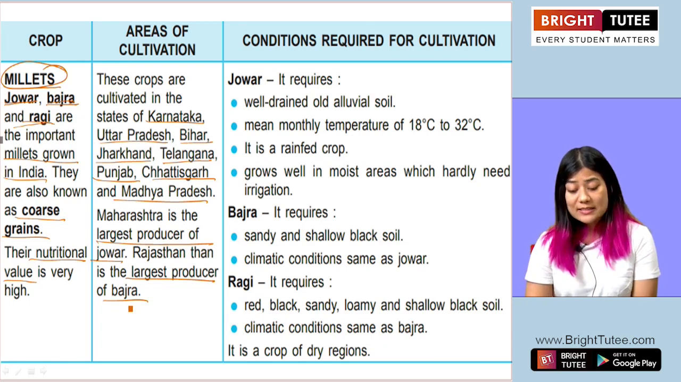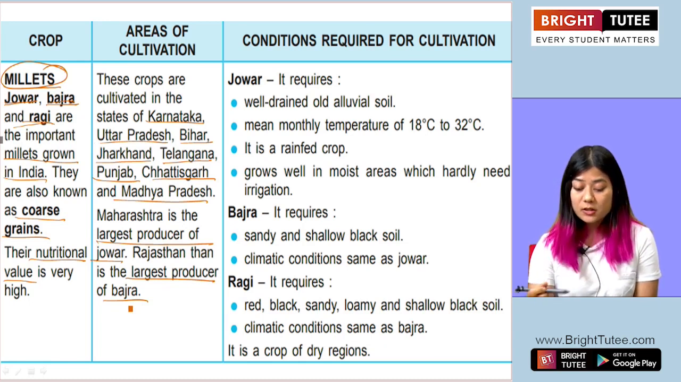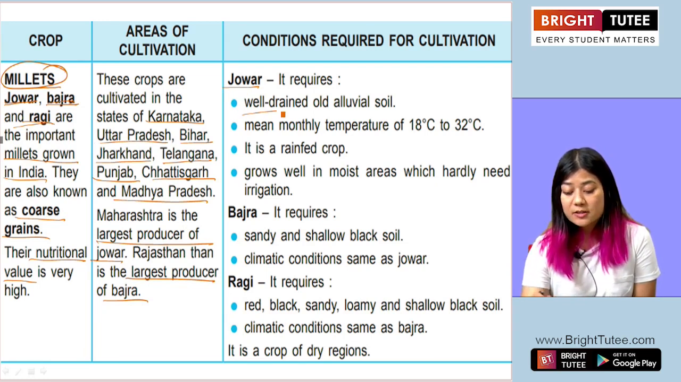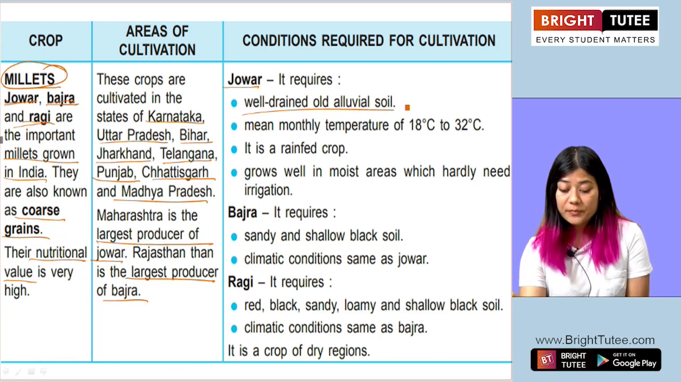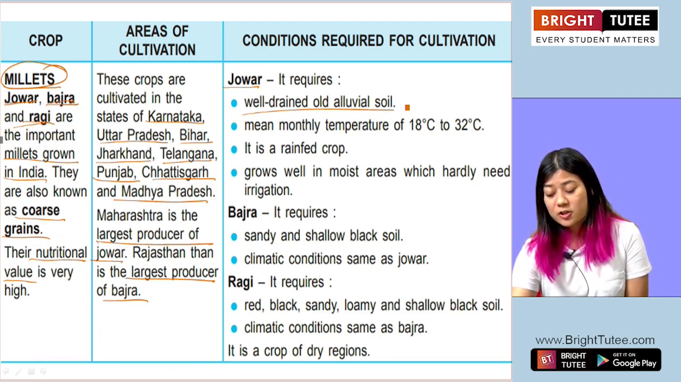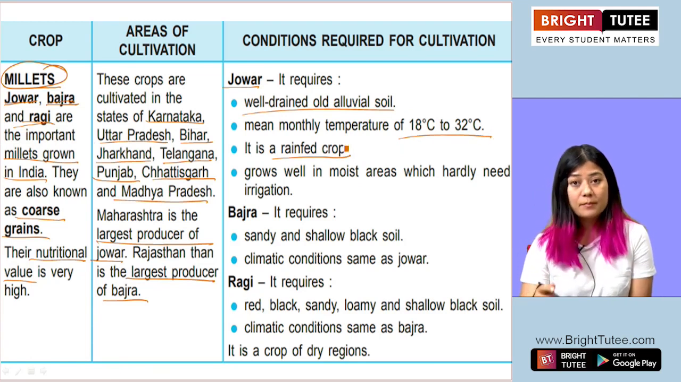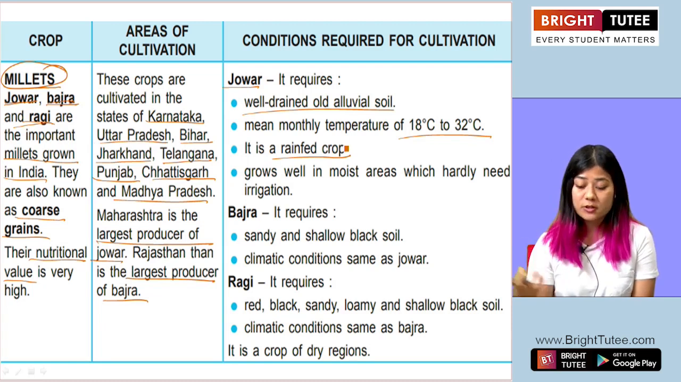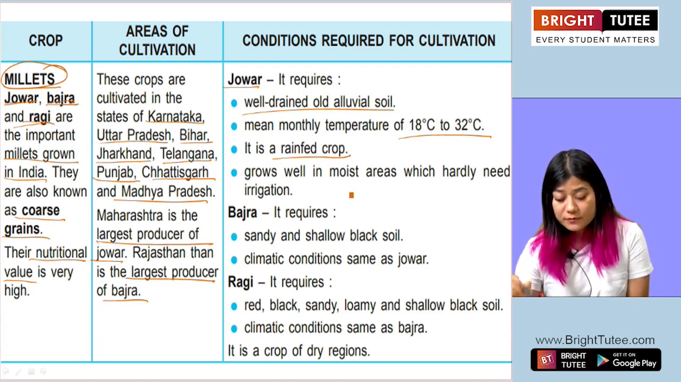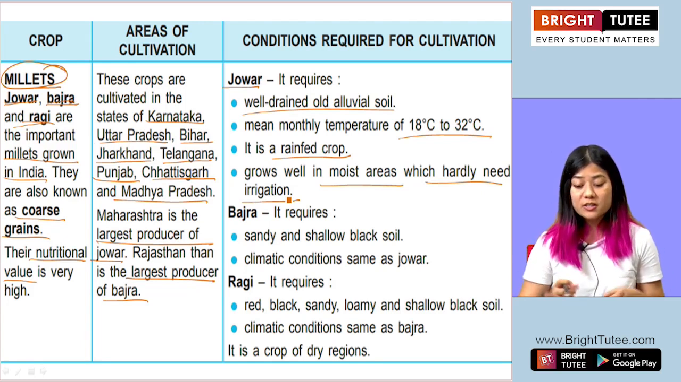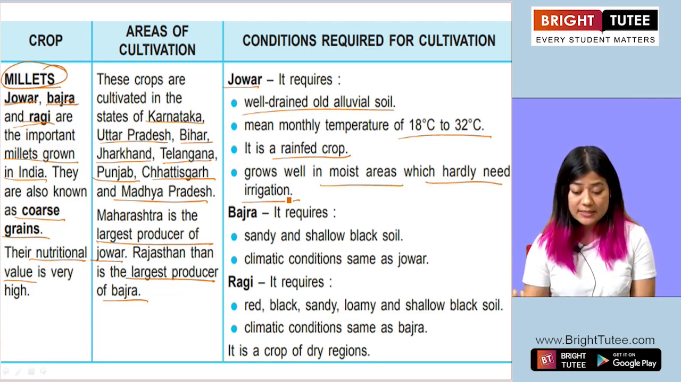Now let's see what the requirements are for the cultivation of jawar. The cultivation of jawar requires well-drained old alluvial soil. It needs a temperature ranging between 18 degrees Celsius and 32 degrees Celsius. It's a rain-fed crop, which means it needs plenty of water and rain. It grows very well in moist areas that don't need irrigation. So if the area is moist, jawar cultivation is easier.